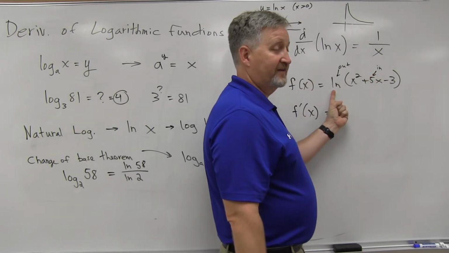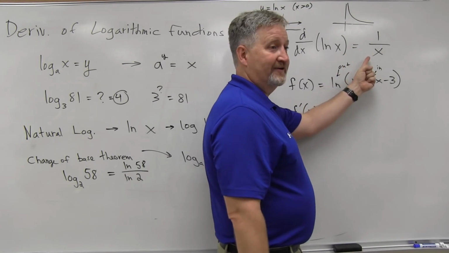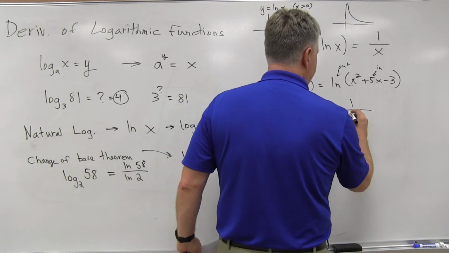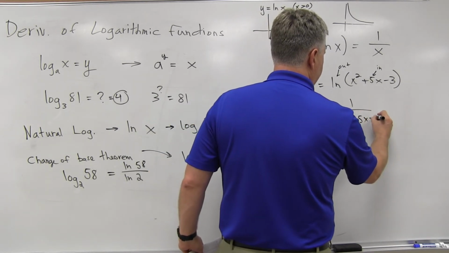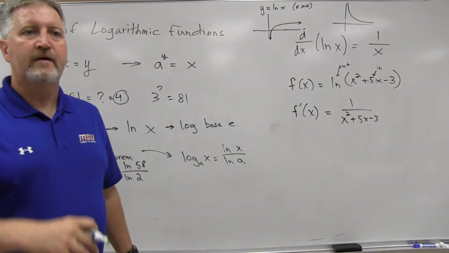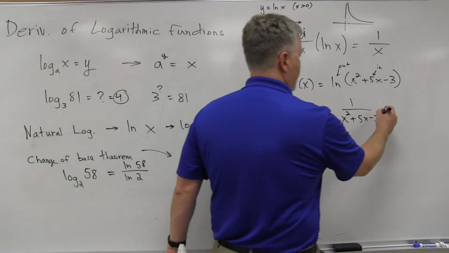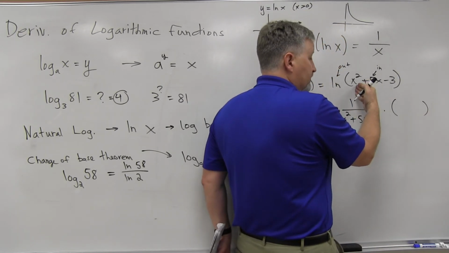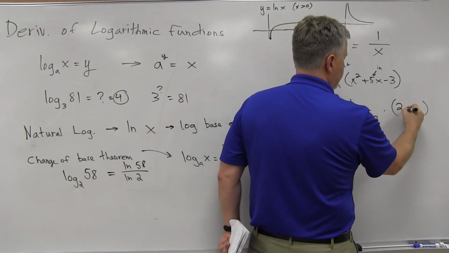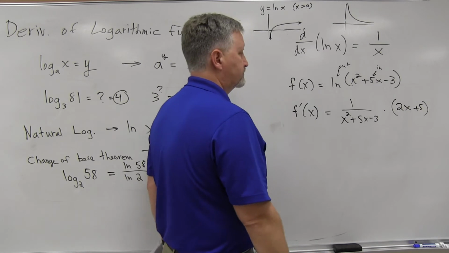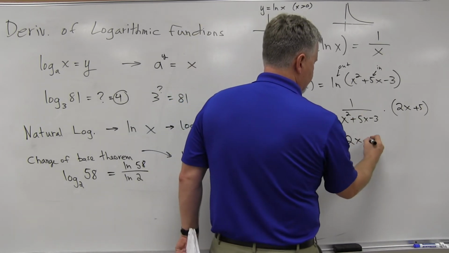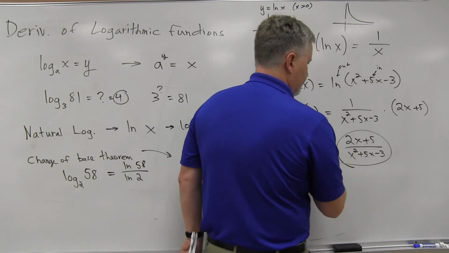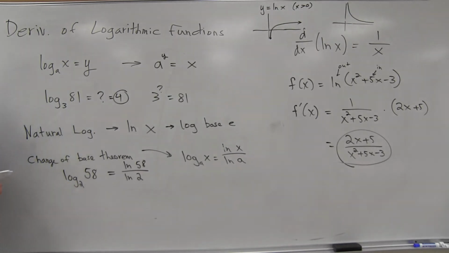What would the derivative of this ln be? 1 over the inside part. So the ln part, the derivative is 1 over the inside part. But because of chain rule, now what do we multiply by? We got to do the derivative of the inside, right? So you got to do the derivative of x squared plus 5x minus 3. And they would probably squeeze that because that would just be 2x plus 5 over x squared plus 5x minus 3. That's my derivative. Okay?